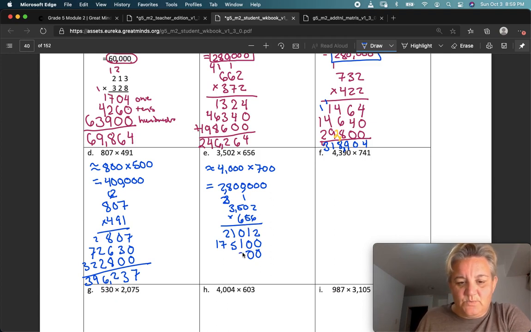6 times 2 is 12. Carry the 1. 6 times 0 is 0. Plus 1 is 1. 6 times 5 is 30. Carry the 3. 6 times 3 is 18. 19, 20, 21. And 2, 1, 3, 5, 6, 7, 9, 2, 2.